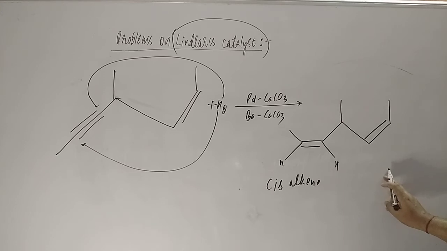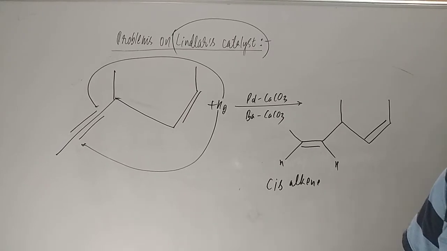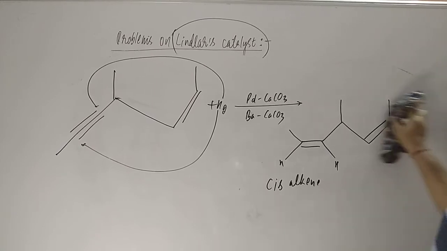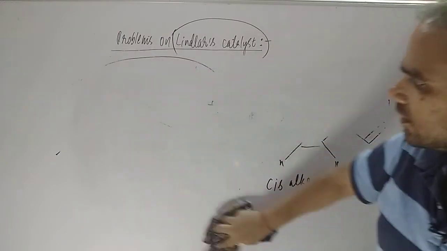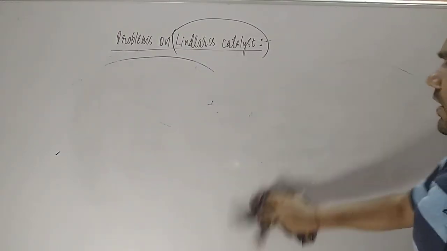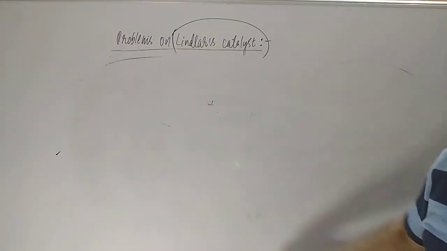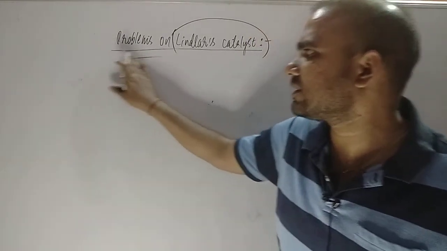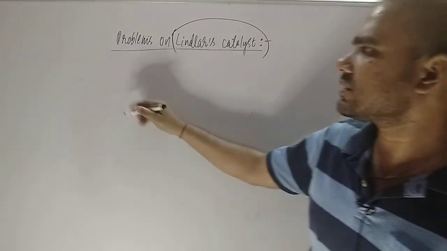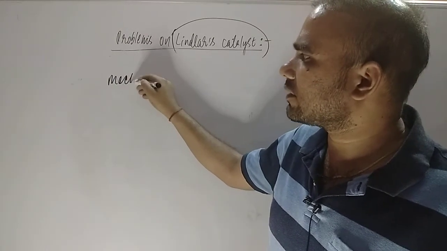So I hope this will be helpful, students, to easily understand how to form the cis alkene and how to form the trans alkene. Let us have a look at one more problem, students. Keep in mind that we have to form the cis alkene only, right? Now we are going to understand the mechanism.